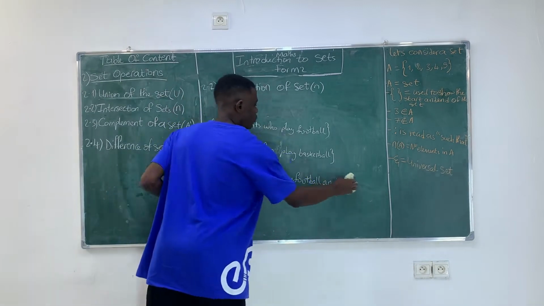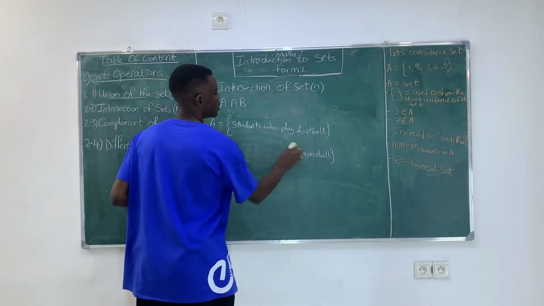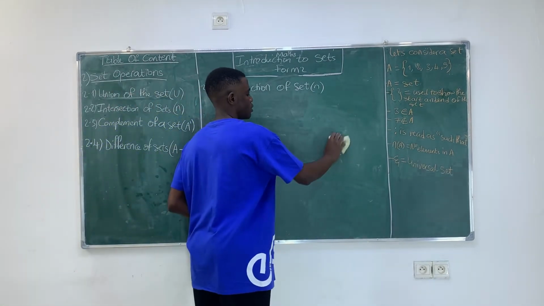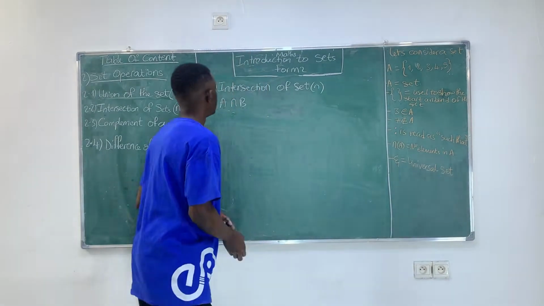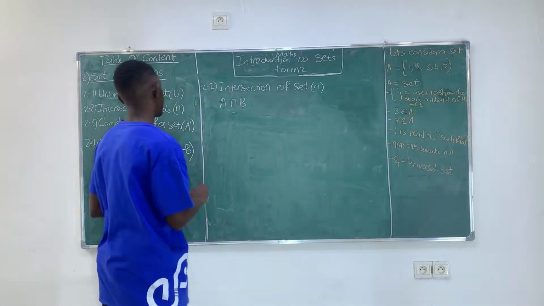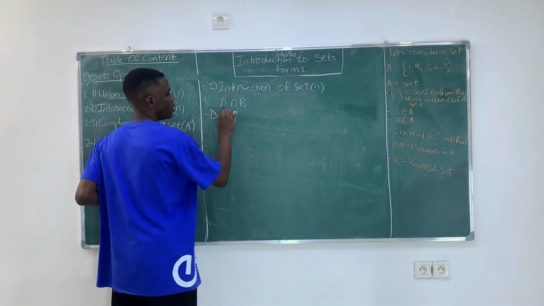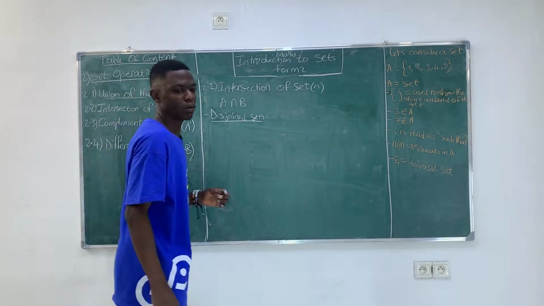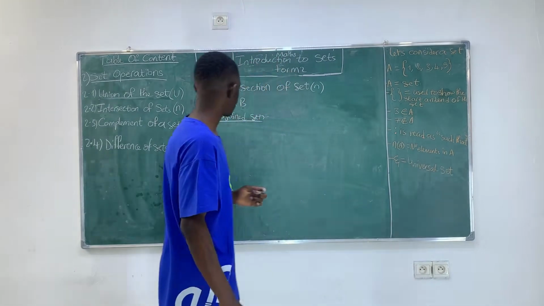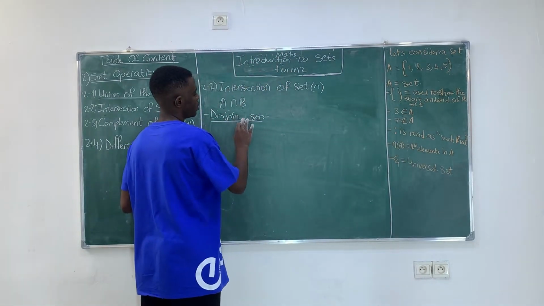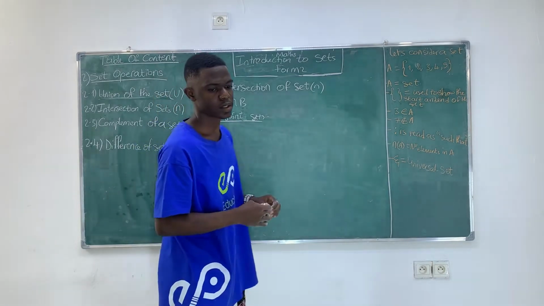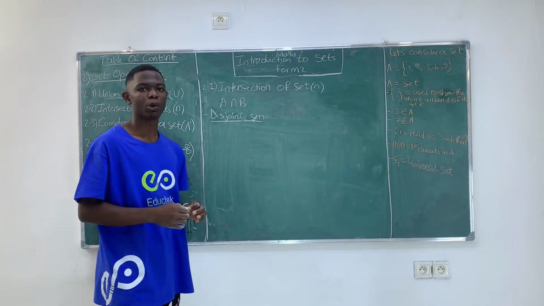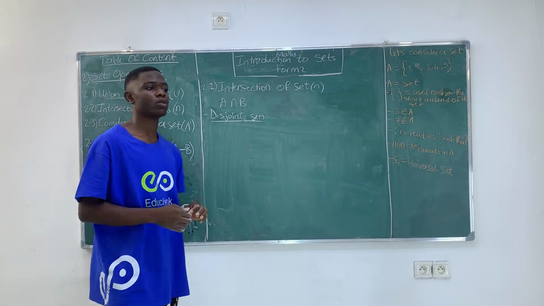So now you know what the intersection is. Let's see now what are disjoint sets. Disjoint sets are sets which have no term in common, which have a null intersection.